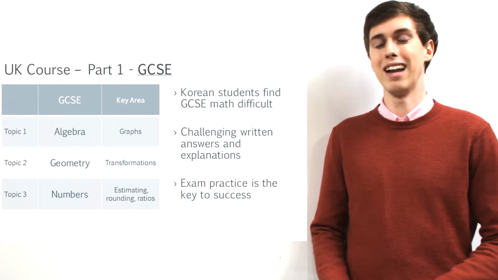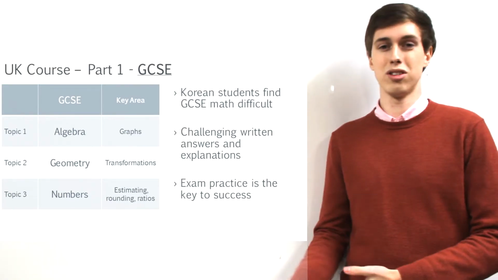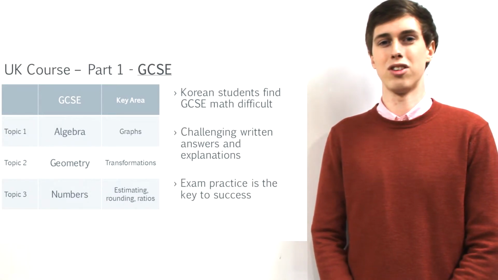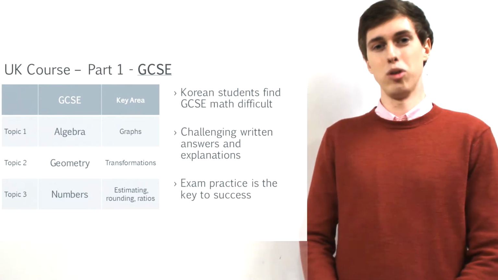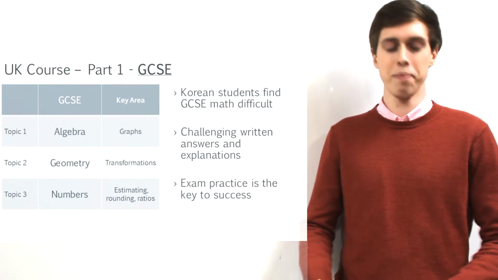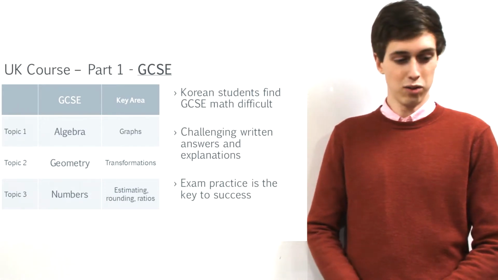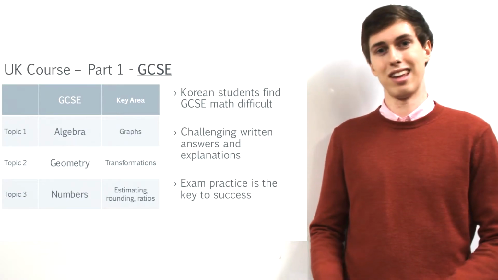They have to explain why they chose a particular method or explain the result to a particular question. That is really tricky and requires us to go through a lot of worked examples together until they become used to that kind of style of writing. Now, the main areas of GCSE are algebra, of course, geometry, and numbers. Again, exam practice is the key to success.